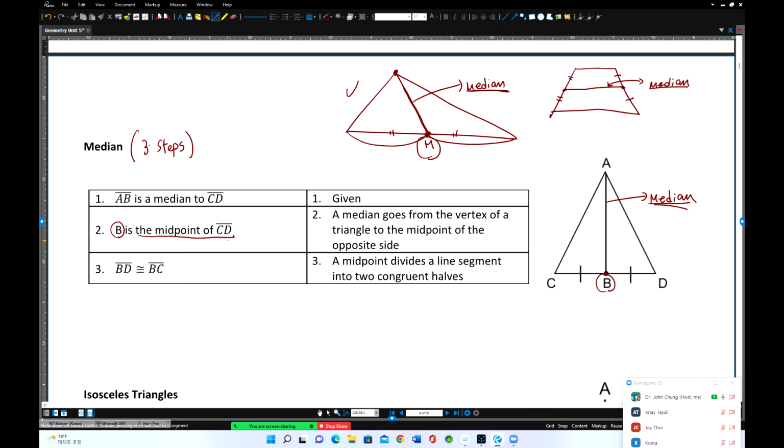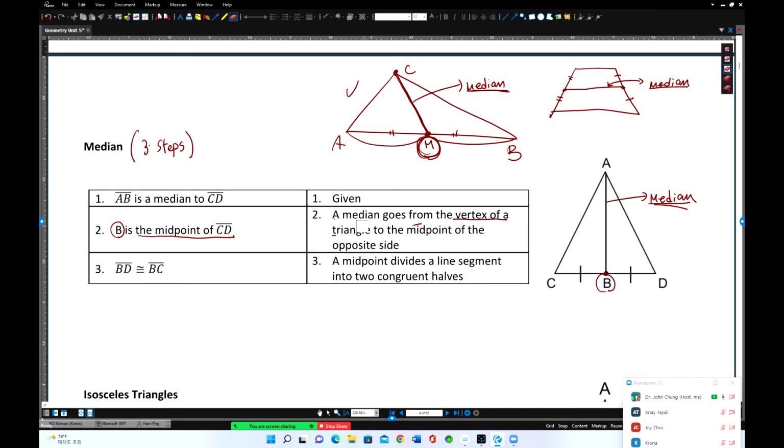What is the meaning of median? A median goes from the vertex of a triangle to the midpoint. That's why this is called a median. It connects to the midpoint of the opposite side. This is opposite side AB. This is C, and from here the opposite side has midpoint M. You have to memorize this one, okay?